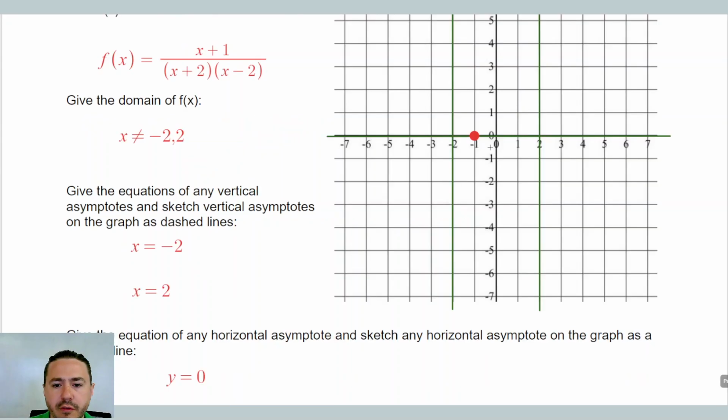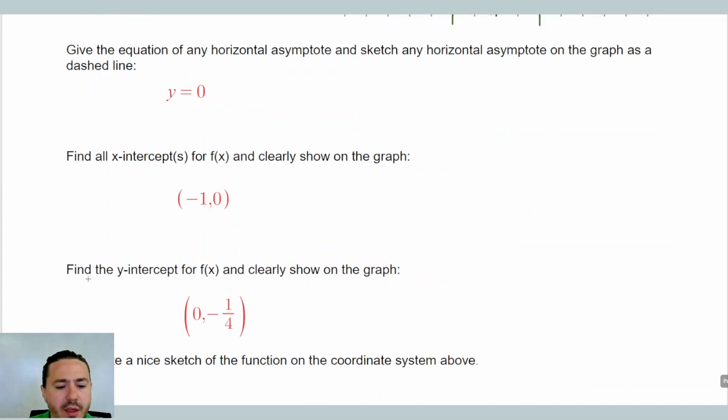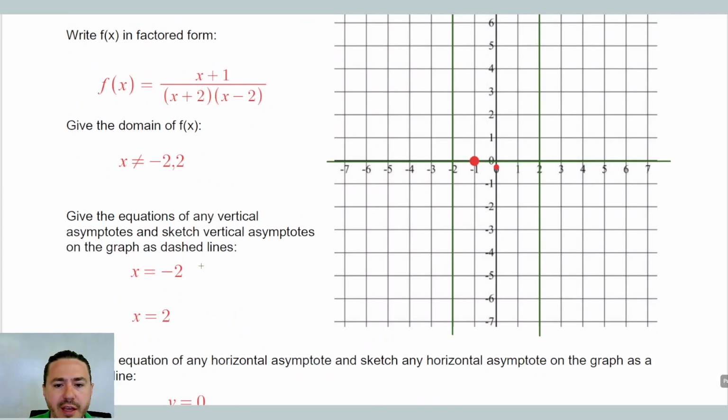So (0, -1/4) is going to be roughly here. I can kind of see what's going to happen here: this is going to be almost looking like a cubic in between these asymptotes, where it comes down, curves over, and then starts going back down like this. Yeah, so let's go ahead and start sketching.